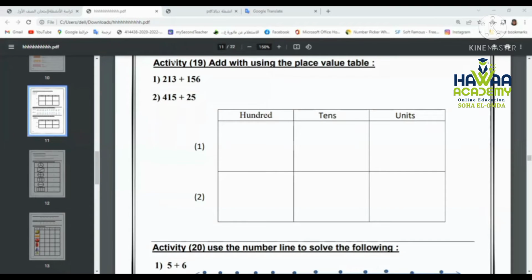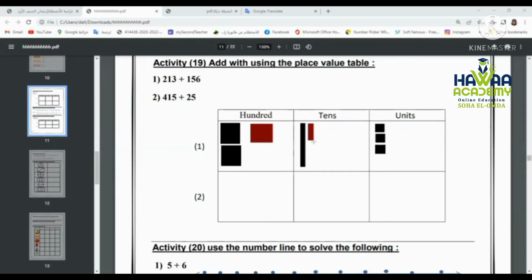And now let's make activity 19, add using place value table. Here we want to add 213 plus 156. Let's start with the 213. Here is 2 hundreds, and we have 1 ten and 3 units or 3 ones. Let's change the color and draw the 156.